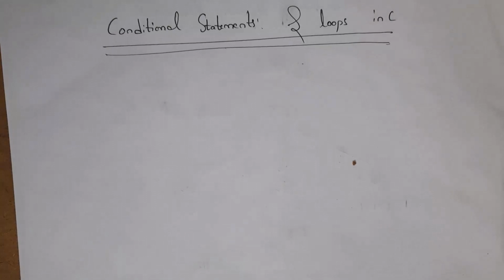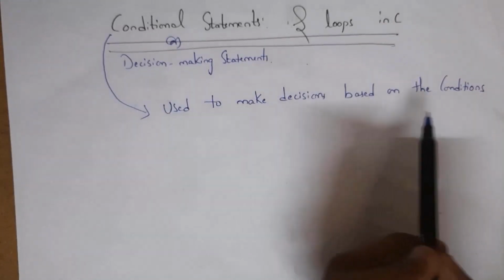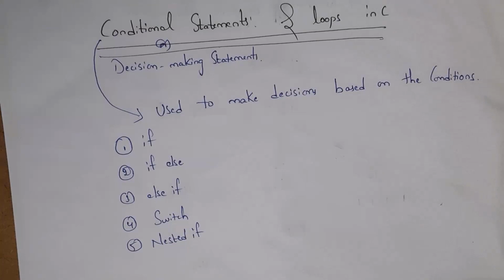Next topic is what are conditional statements. We also call these conditional statements as decision making statements. So conditional statements are used to make decision based on the conditions. Conditional statements are classified into 5 types.